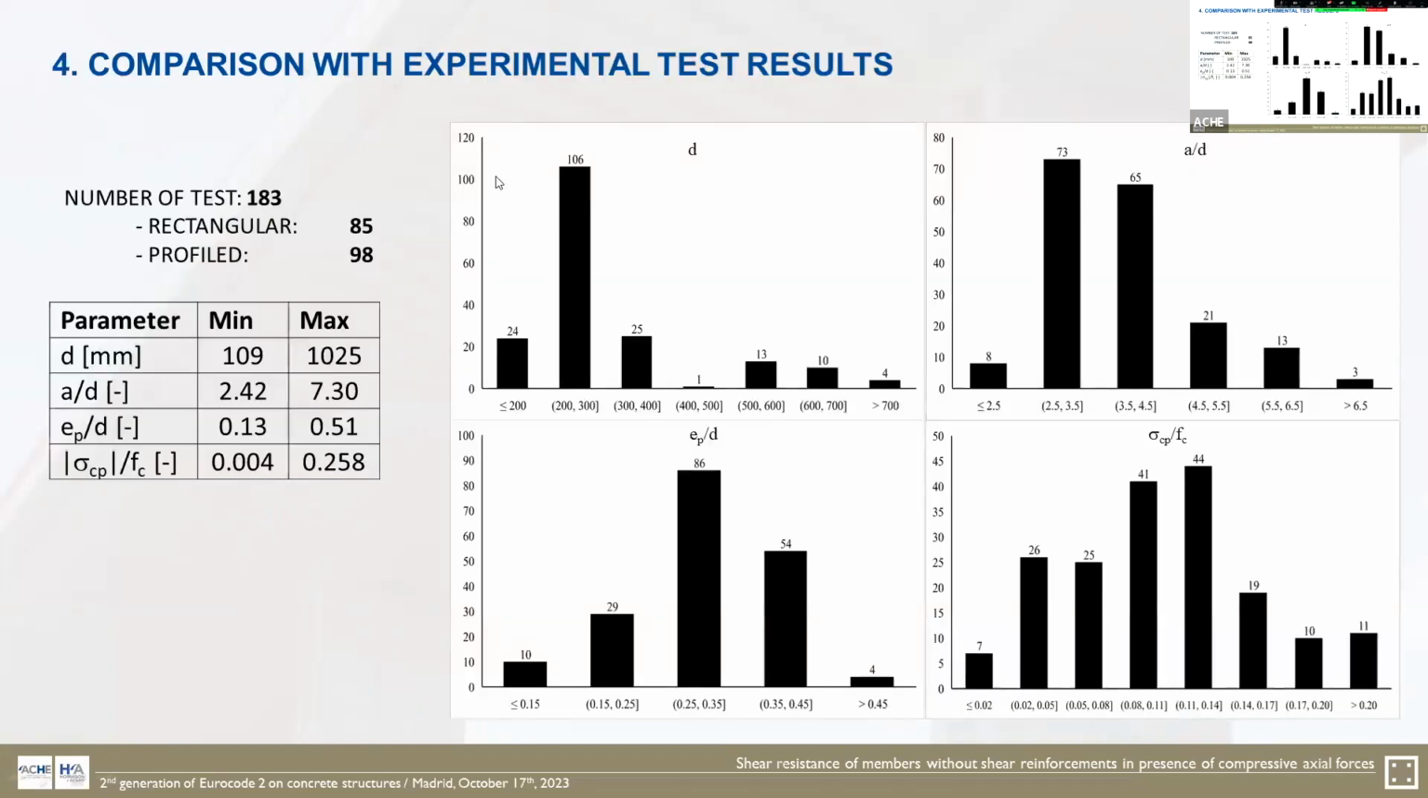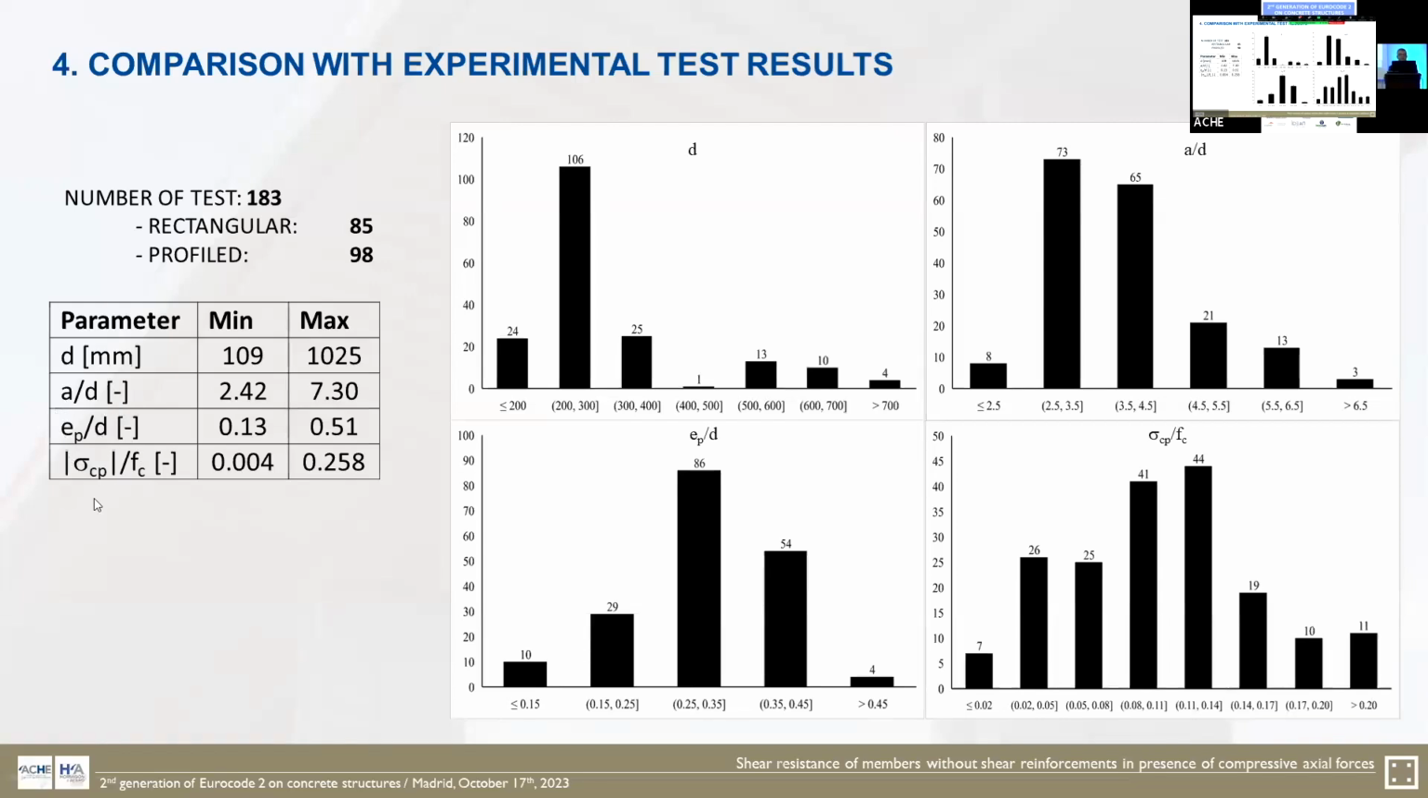These three formulations are verified by 183 tests from a database on simply supported pre-stressed beams, 85 of rectangular cross-section and 98 of profile cross-section. The table and graphs show the range and frequencies of the main parameters of this database, which are the effective depth, the shear span, the eccentricity of the axial force, and the compressive stress.